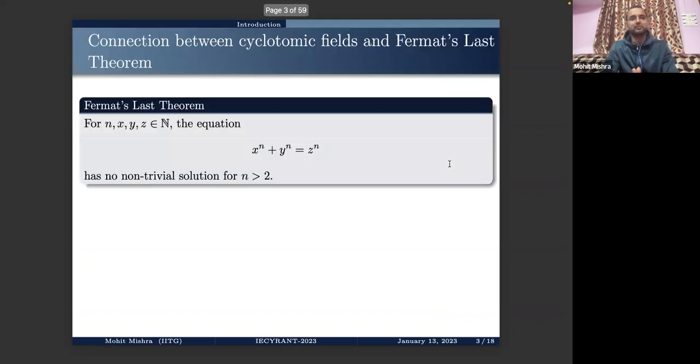So let's start with Fermat's Last theorem. Fermat's Last theorem states that x to the power n plus y to the power n is equal to z to the power n does not have any non-trivial solution for n bigger than 2. The first method to tackle this problem was to factorize the left-hand side, x to the power n plus y to the power n, in the following manner. It can be written as a product of (x plus y) times (x plus zeta_n y) times up to (x plus zeta_n to the power n minus 1 times y), where zeta_n is the nth root of unity. And this factorization occurs in Q(zeta_n), the nth cyclotomic field.